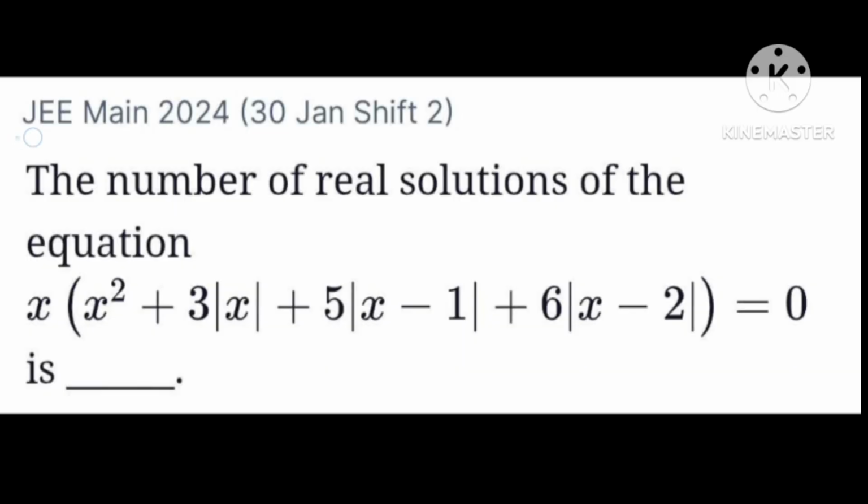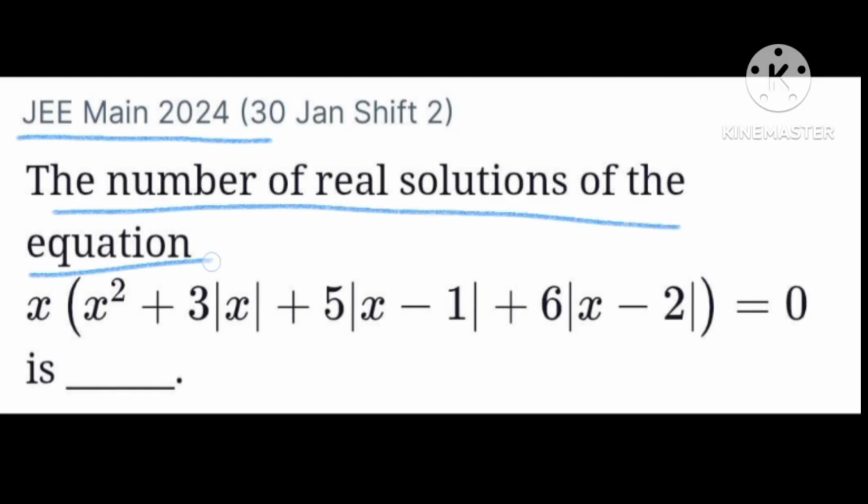So one more JEE Mains 2024 question. The number of real solutions of the equation x into x square plus 3 modulus of x plus 5 modulus of x minus 1 plus 6 modulus of x minus 2 equal to 0. So here this is x, where x is equal to 0. So here 1, so here 2. So these are the 3 values.